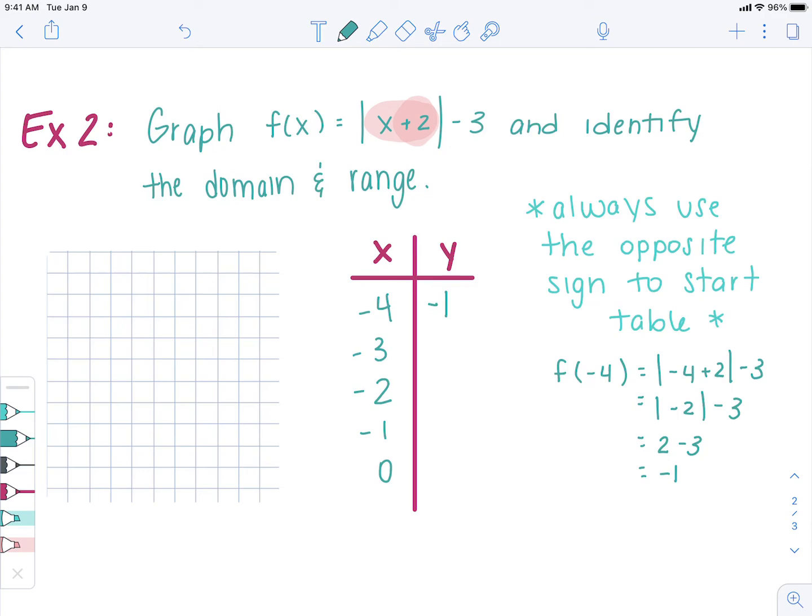Okay, so then let's plug in -3. We get the absolute value of -3 plus 2, minus 3. What is -3 plus 2? -1, right? But it's in the absolute value sign, so then +1 minus 3 really gives us -2.